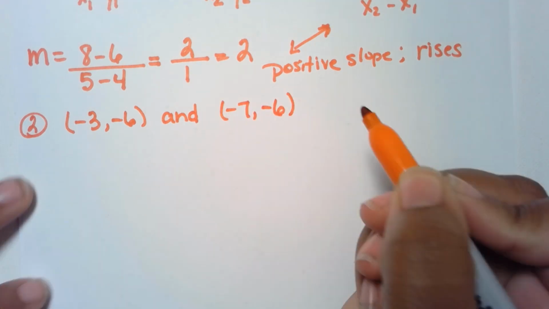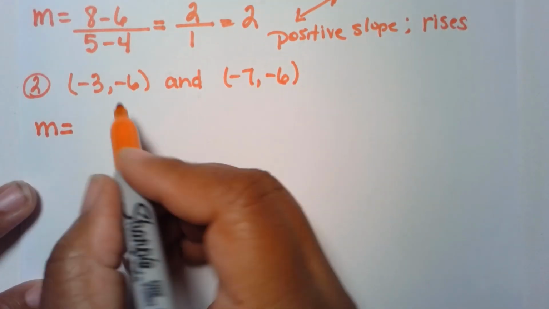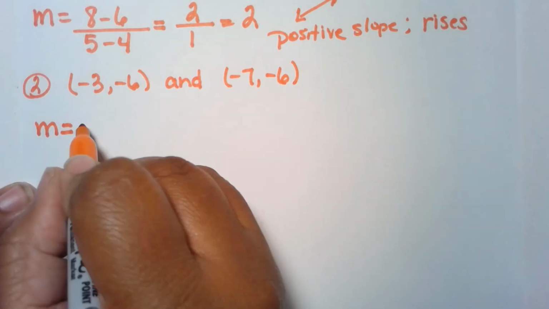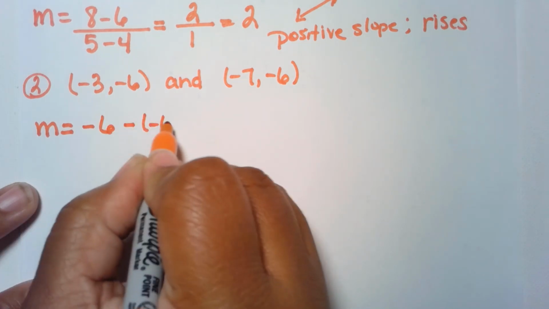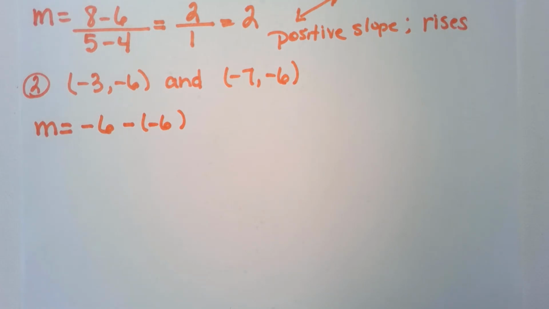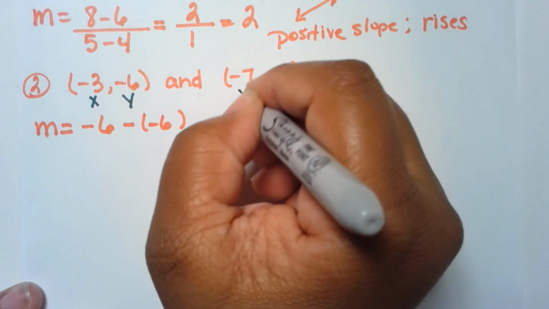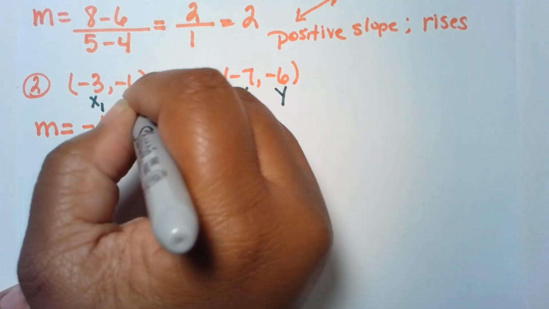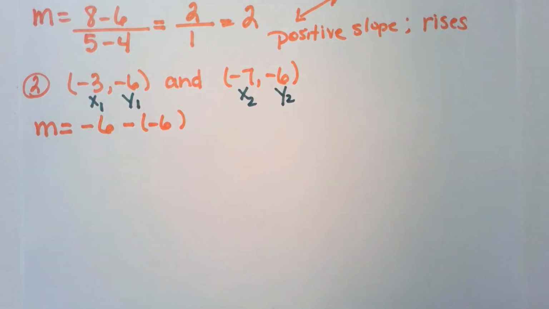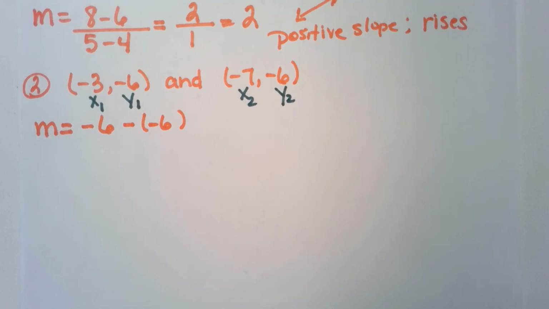Number two, we have another set of points, (-3, -6) and (-7, -6). Using the slope of the line formula, we have m is equal to -6 minus -6. Now keep in mind, as we label our ordered pairs, keep your subscripts the same for each set. We don't want to have x1 and y2. When we see our first set of points, give it a subscript of 1. Our second set of points, give it a subscript of 2.